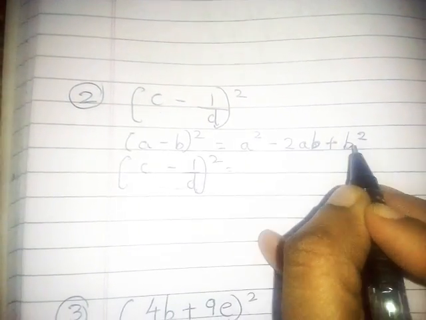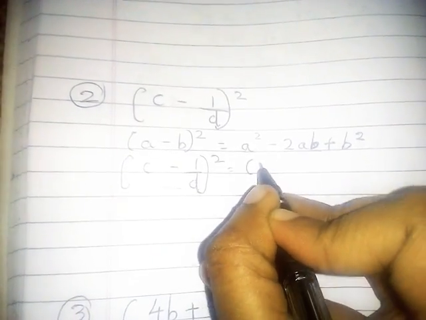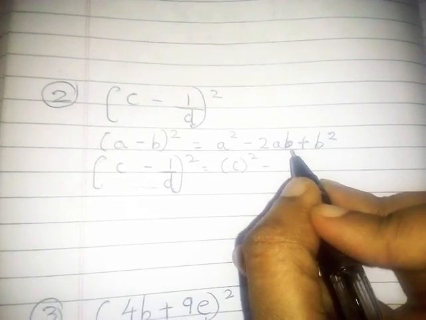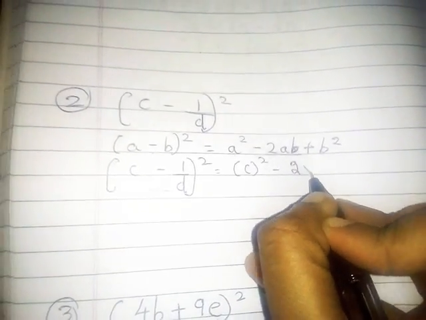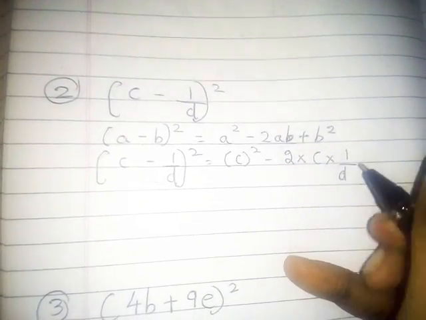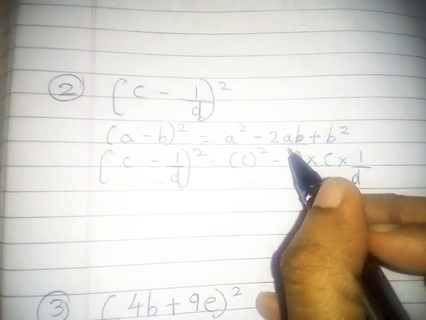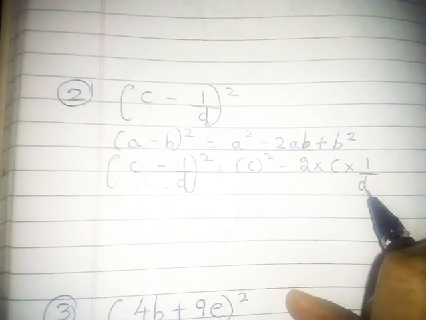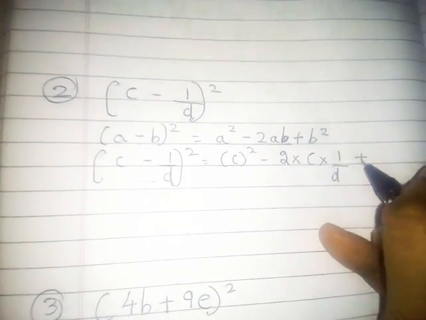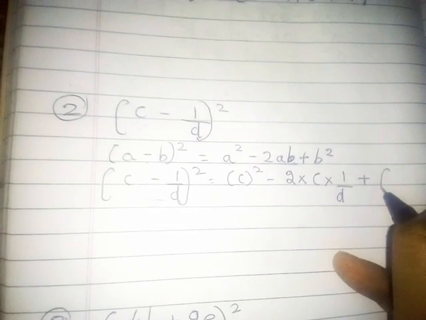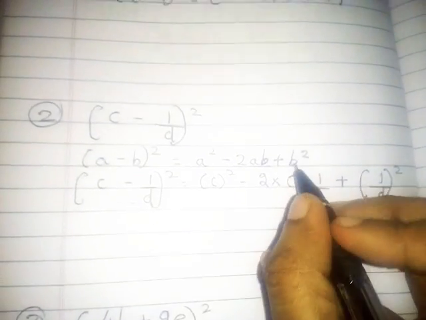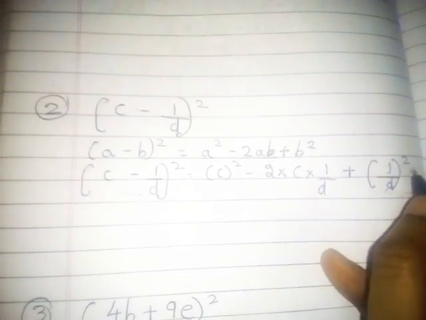a² − 2ab + b². Here c is in a's place, that is c² − 2ab, write in multiplication form: 2 multiply by c multiply by 1/d. 1/d is in b's place. 2ab means 2 multiply by a multiply by b, plus (1/d) the whole square. B² means (1/d) the whole square.